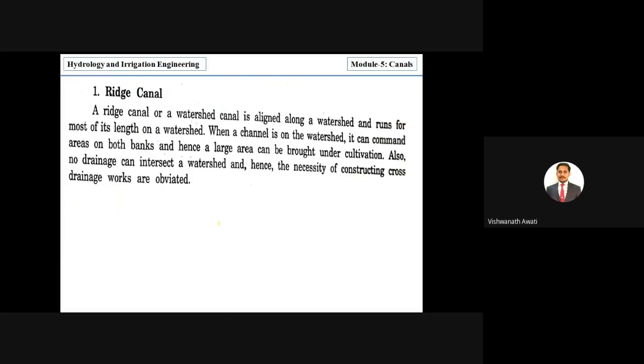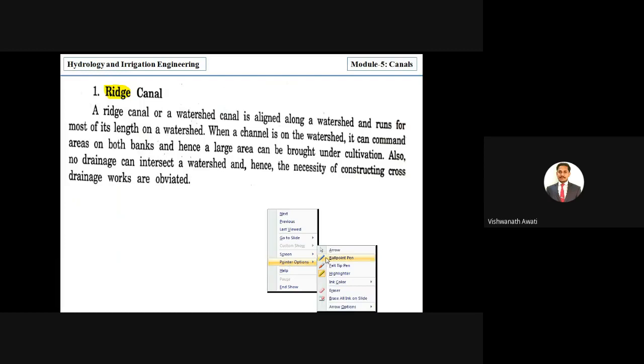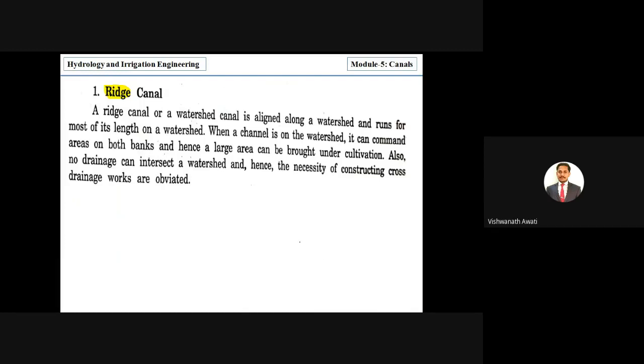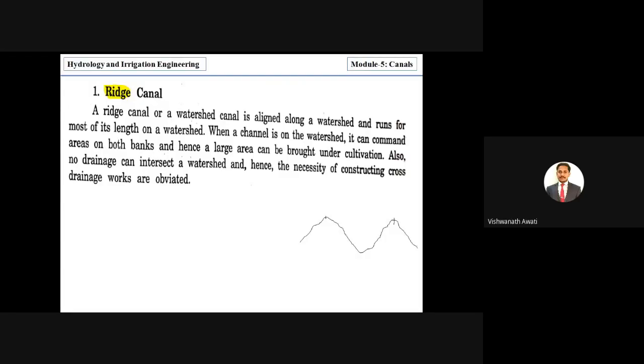So here it is a ridge canal, right? As the name indicates, a ridge line. So we know what we mean by ridge line. If I show with a diagram, just consider a cross section of the valley, and this portion is called the valley. So this point and this point indicate the ridge, which is the highest elevation. If we provide a canal here, it is called a ridge canal.